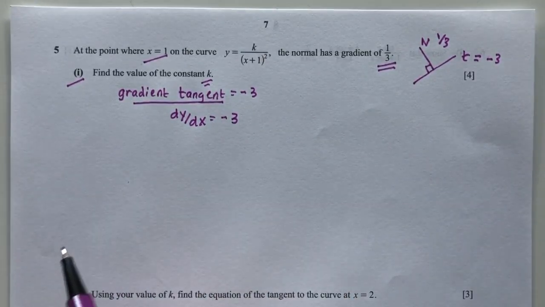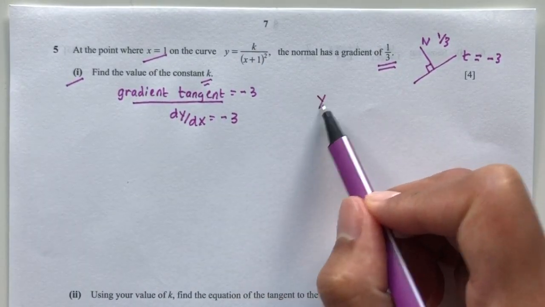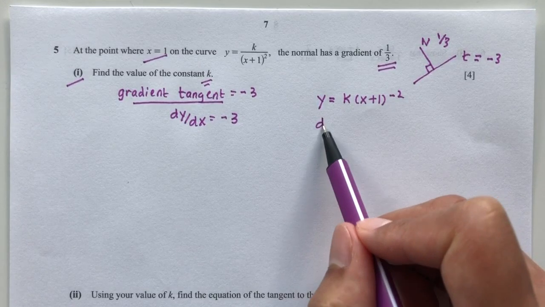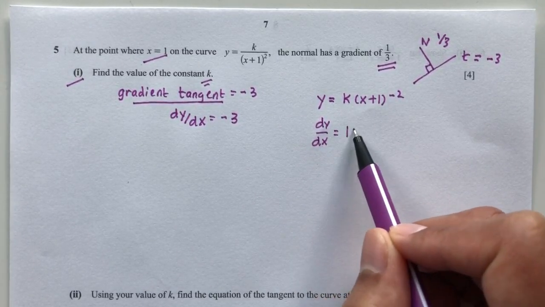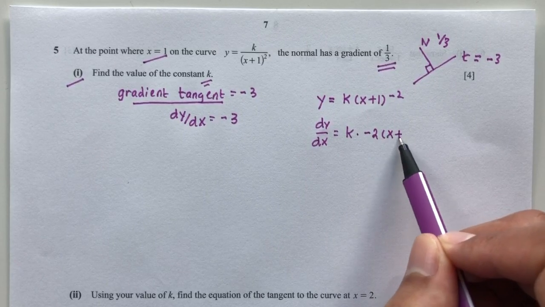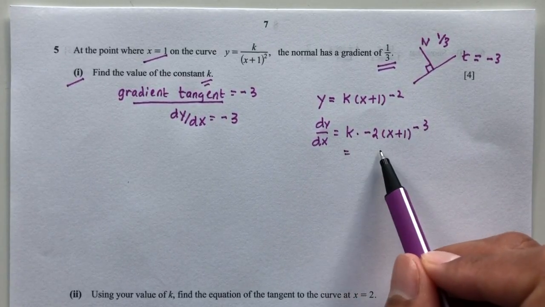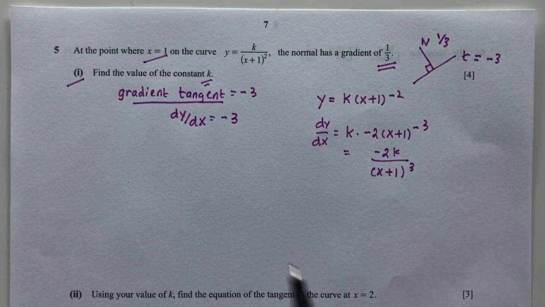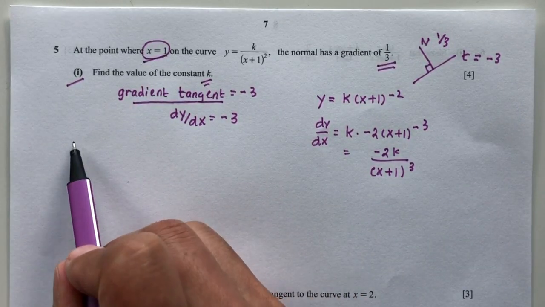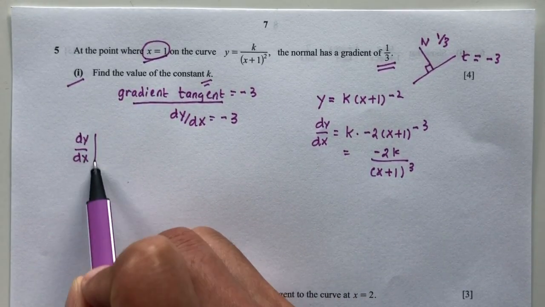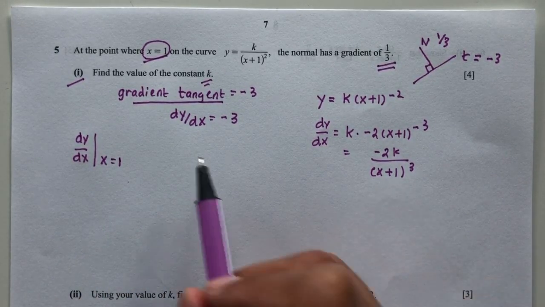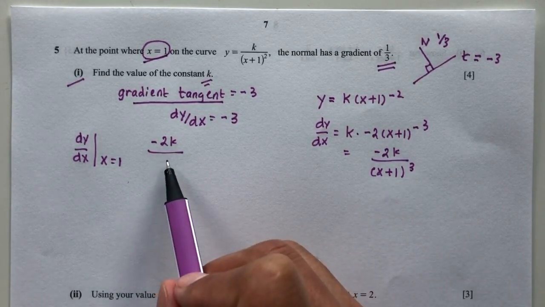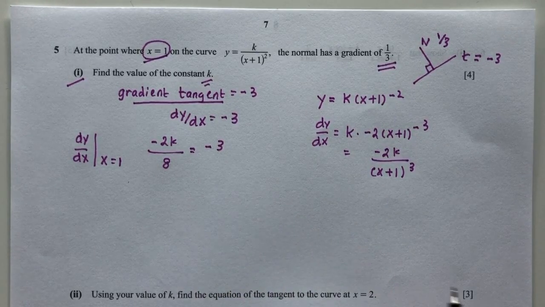So now let's find dy by dx. We know y is equal to this, so y is equal to k times (x plus 1) to the power minus 2. So dy by dx will be equal to k times minus 2 times (x plus 1) to the power minus 3, which is minus 2k over (x plus 1) power 3. So at this point, dy by dx at x equal to 1, let's replace 1 here: minus 2k, 1 plus 1 is 2, power 3 is 8, equal to minus 3.